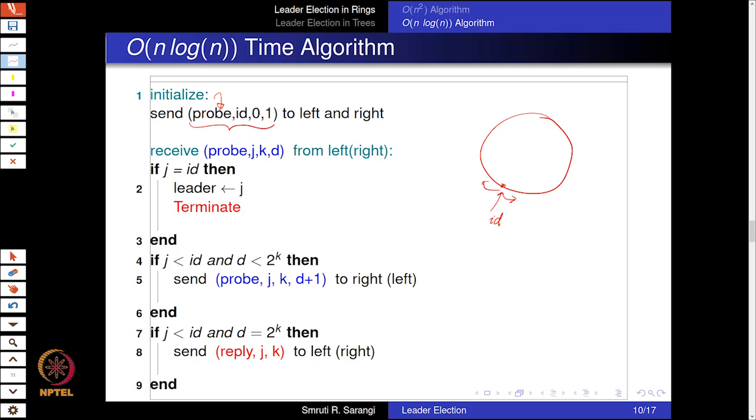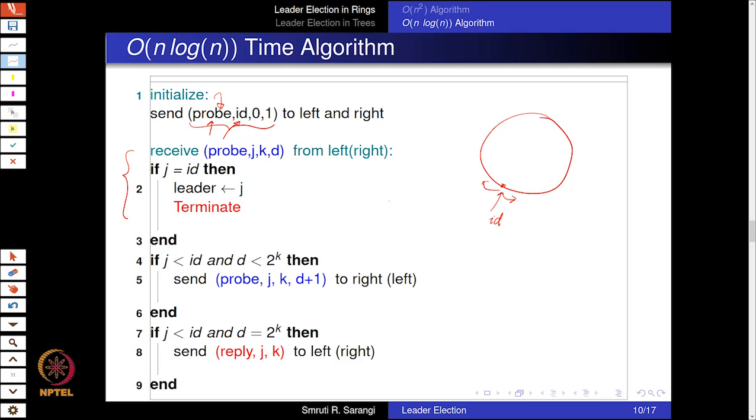The 0 and 1 establish how far the message will go. Let me explain with an example. This will gradually be cleared, but at the moment you just need to appreciate 2 fields, which are probe and ID. Probe is the type of the message, which means I'm probing for a leader, and ID is my current ID. So I send messages to my left and right. Others also do the same.